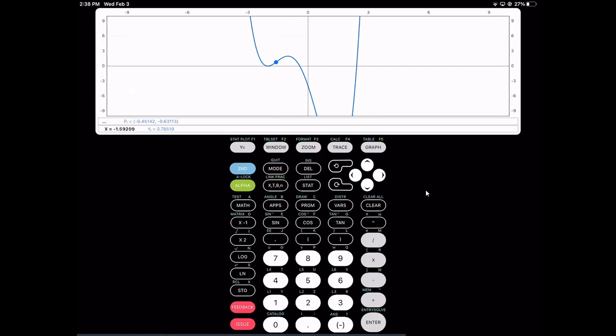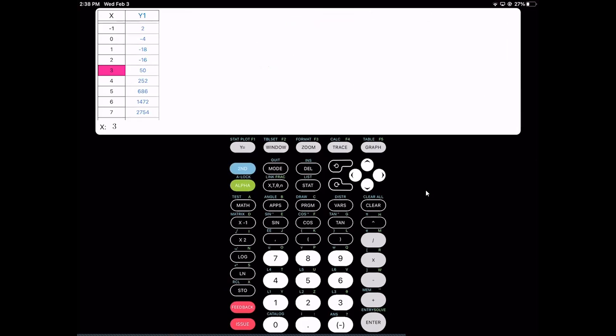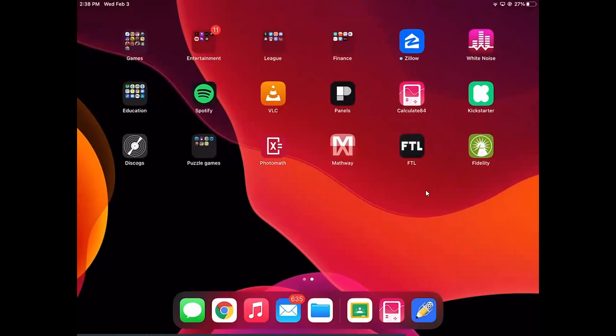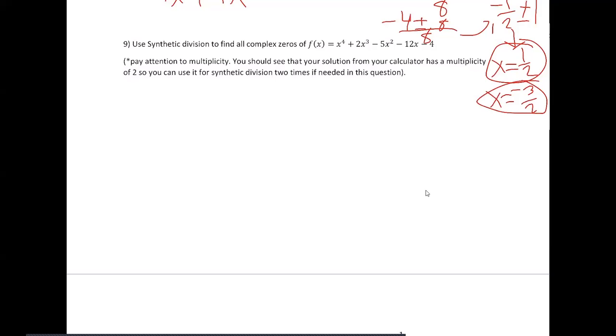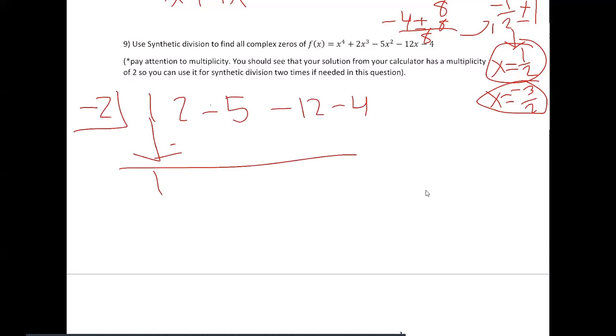Looks like I have 3 real solutions, but keep in mind this bounces, so that really counts as 2 solutions. So looks like we're not going to get any imaginary solutions in this question, at least that would be my guess. The first solution I see in my table is -2. So we'll start with that at least. Do our synthetic division.